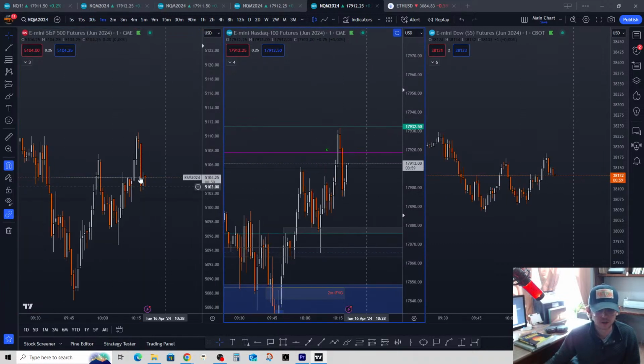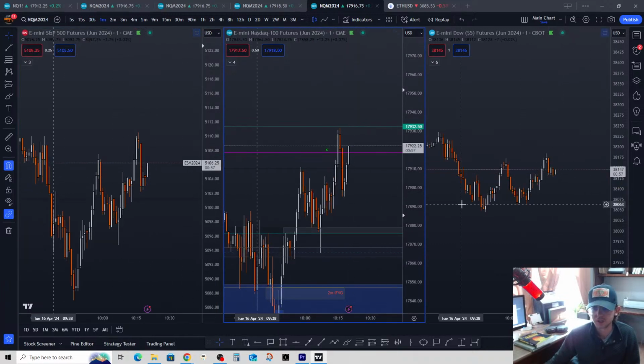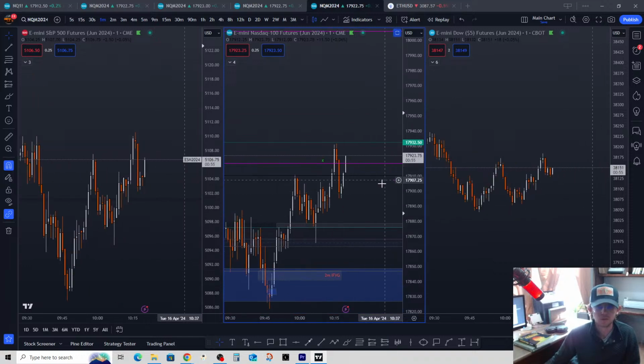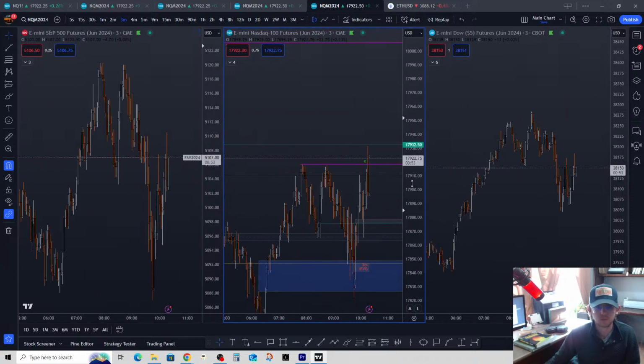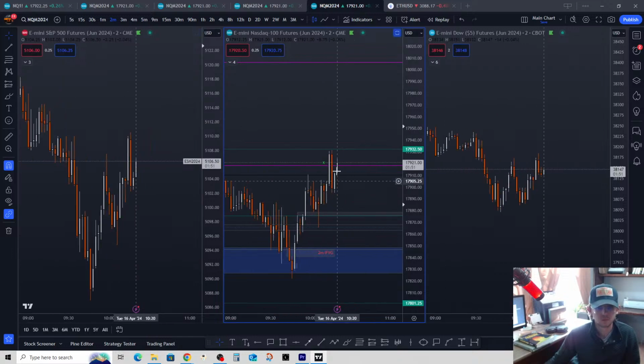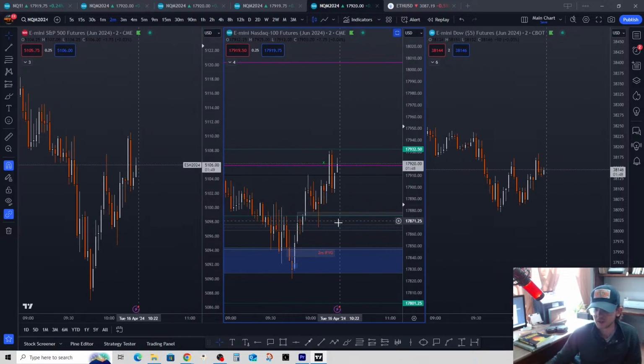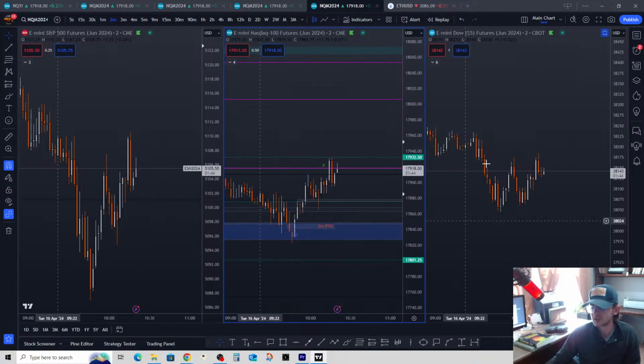You notice how we're pushing higher here? We're staying... No, we were staying lower there. Let's see, unless this is another continuation. Another poke at the high would be nice. Pull back.